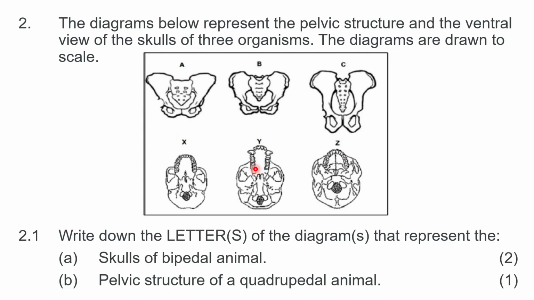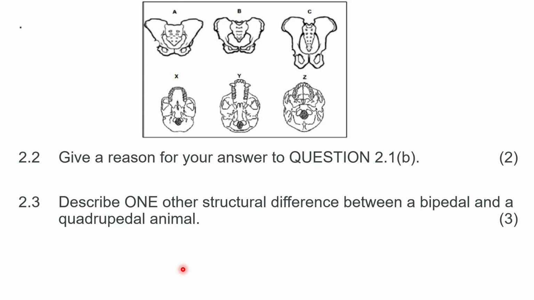So let's quickly look at the question. Write down the letters of the diagram that represent the skull of bipedal organisms. So which two will be bipedal? And we've said that it's X and Z. And quadrupedal, by looking at the pelvic structure, that will be then C. Now they ask us to give reasons for question 2.1b. Why did we say that? And we said that the pelvic is long and narrow.